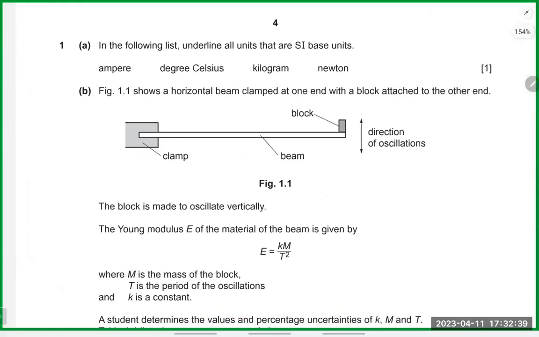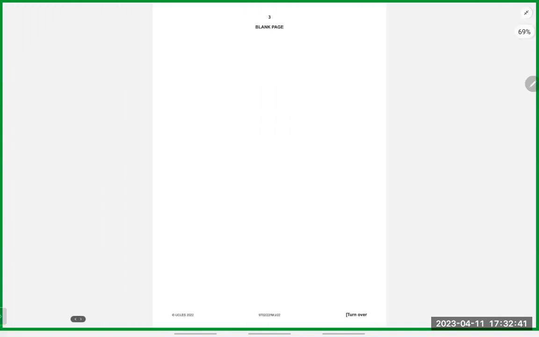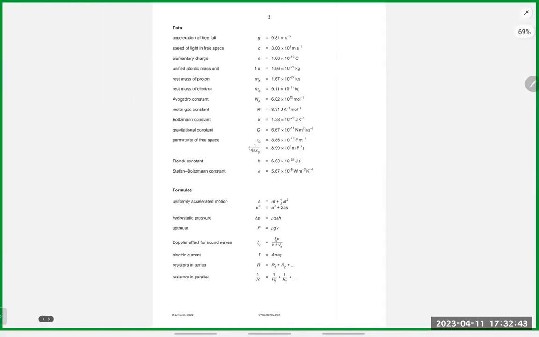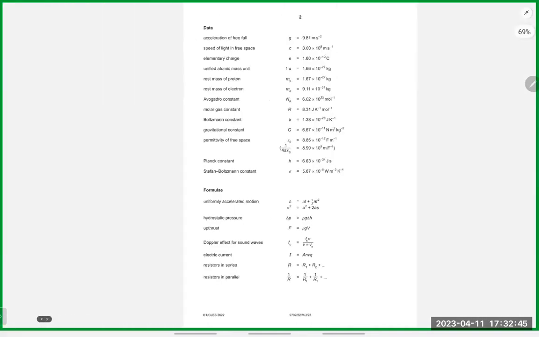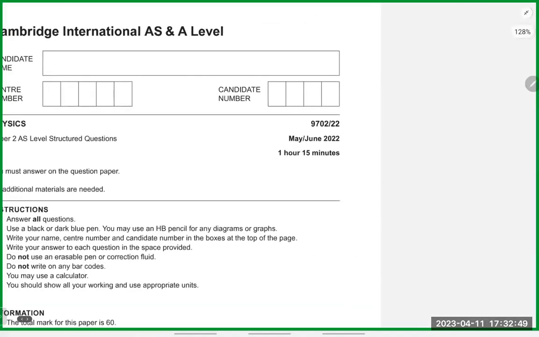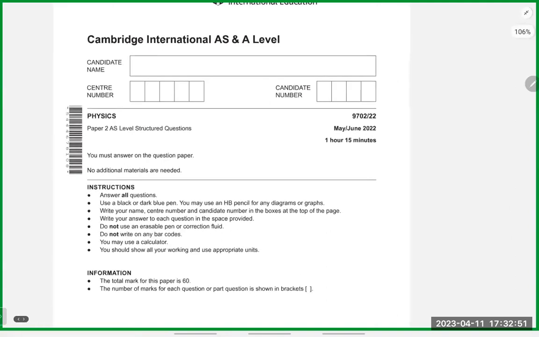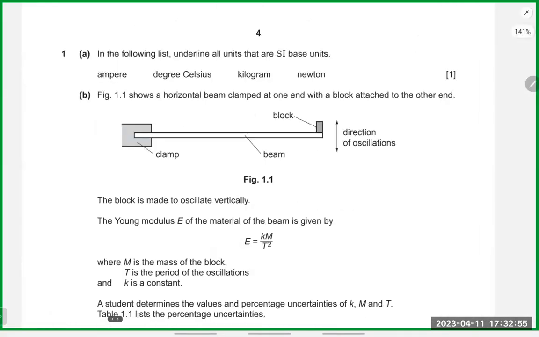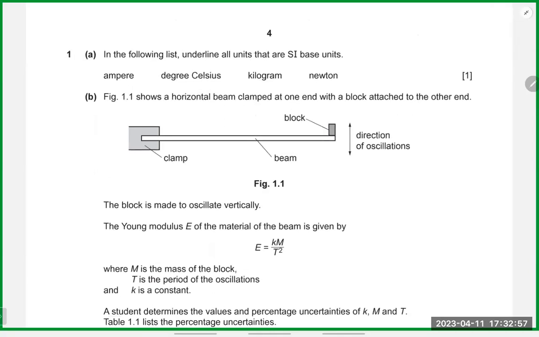Okay, we are solving May-June 2022 paper 22 9702. This is physics AS paper, theory paper. Now, in the following list, underline all the units that are SI base unit.